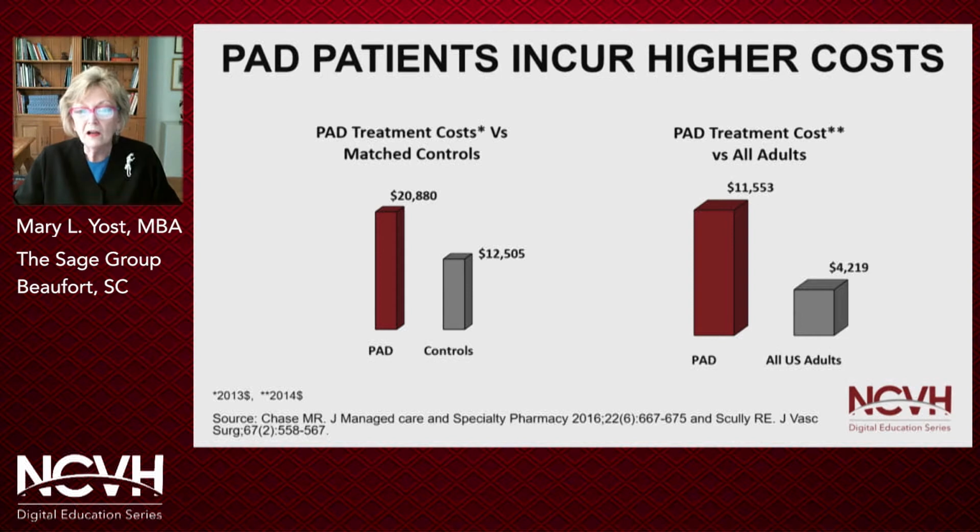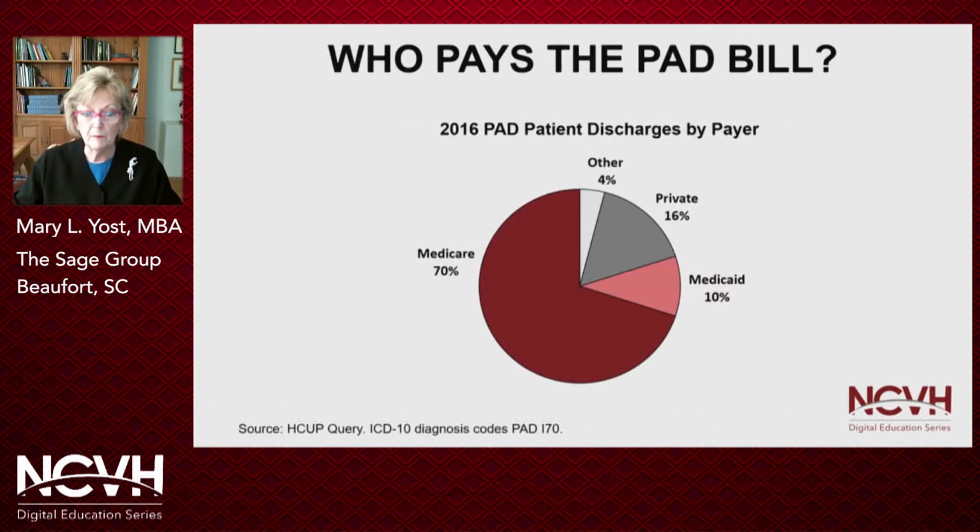PAD patients are costly and they incur higher costs. One study compared PAD treatment costs with those of matched controls and found that PAD patients cost almost $21,000 to treat versus $12,500. Another study compared PAD treatment costs with all U.S. adults, and that study found that PAD costs were $11,600 versus around $4,200 for all U.S. adults. So who pays the PAD bill? Medicare and Medicaid pay 80%, in other words, our tax dollars.